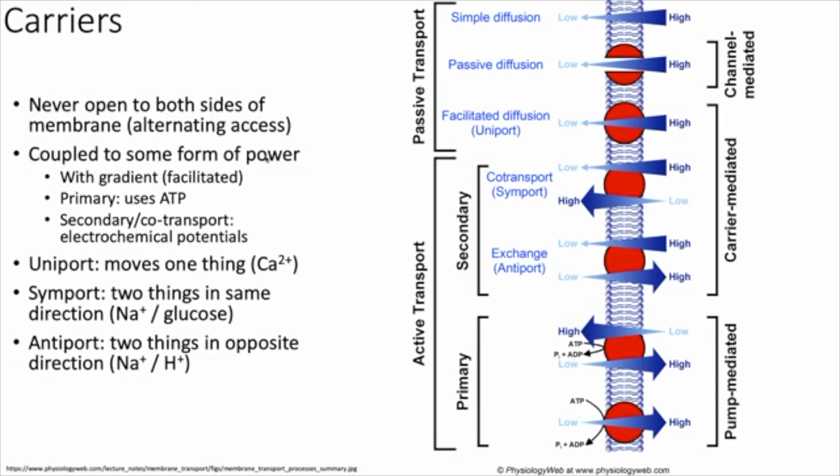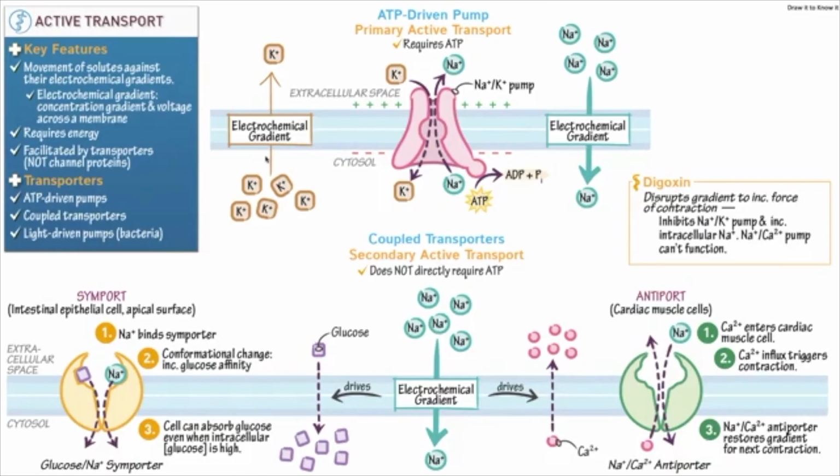But there's active transport, which means you're going against a gradient. There's passive transport, which means you're not. That means you're going with the gradient. And you can have things go the same direction or opposite directions. It doesn't really matter. It just depends on what you're doing. So I have another slide from Draw to Know It that kind of talks about this.